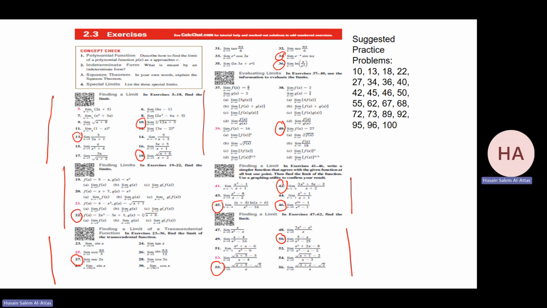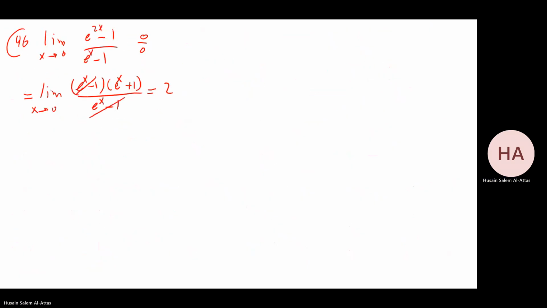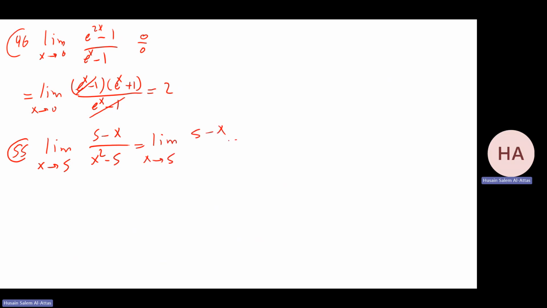55. Limit as x goes to 5 of 5 minus x over x squared minus 25. Substitute, you're getting 0 over 0. It means you need to factor, but be careful about the sign. This is (x minus 5)(x plus 5). When you cancel this, there is a minus sign. So the answer is minus 1 over 10.